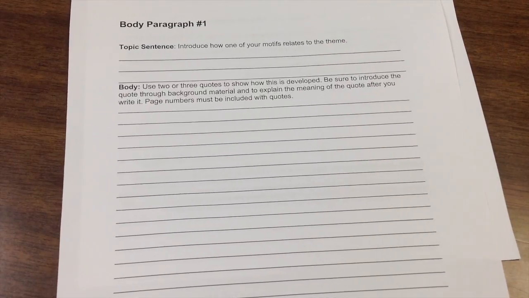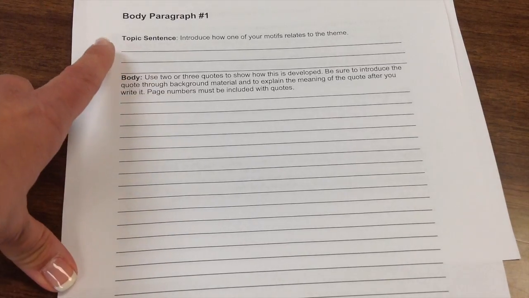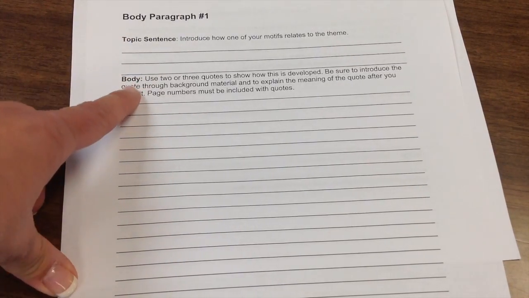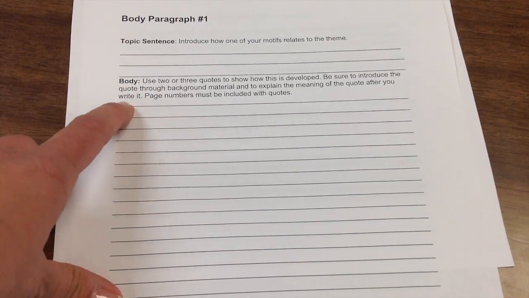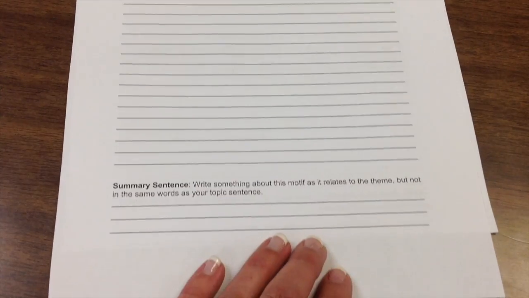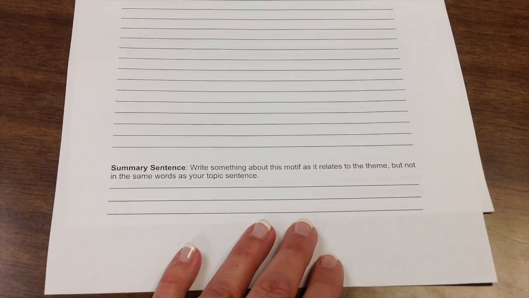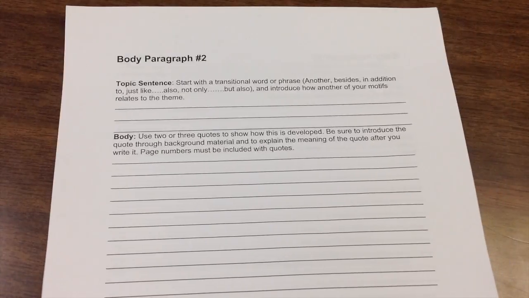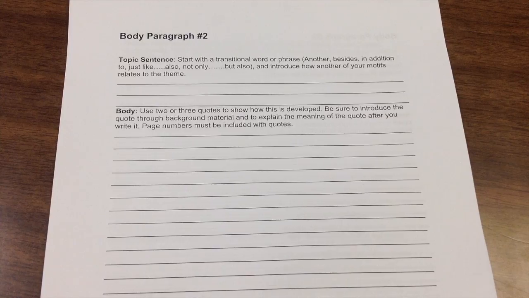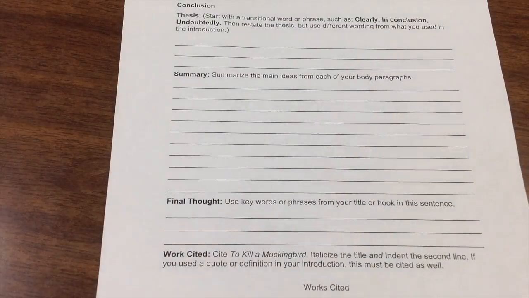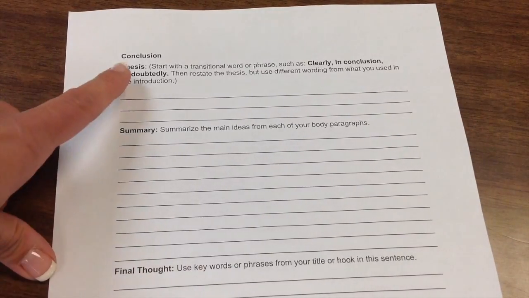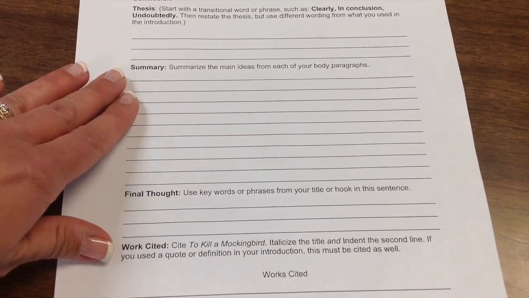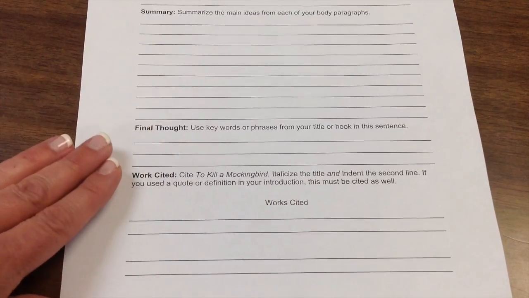Body paragraph number 1, we are giving them that prompting that they need a topic sentence. Body paragraph, telling them what to put in the body paragraph. And then a summary sentence at the end. And so forth. And then you can see body paragraph 2, we do the same thing: topic sentence, body, summary sentence, and so forth. And then when we come to the conclusion, we're telling them to restate the thesis. We're also providing the information for that summary, reminding them about a final thought.